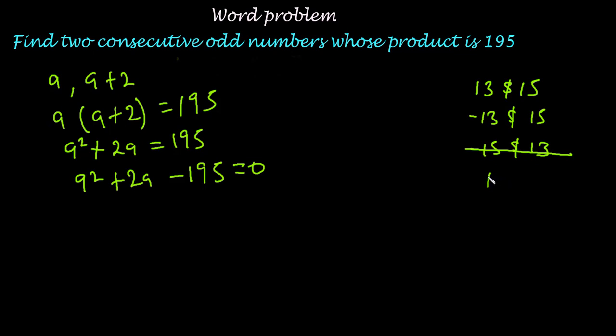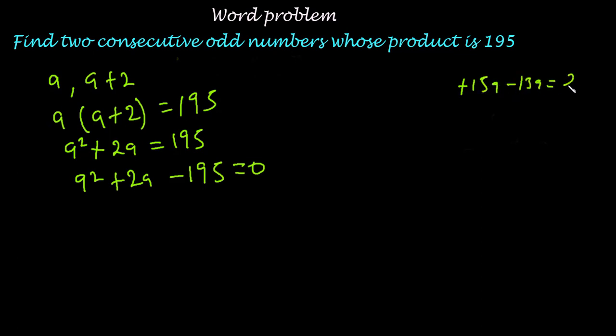So let's say 15 minus 13. Let me write it very well. It is 15a minus 13a is equal to 2a. So anywhere we see 2a, we write 15a minus 13a. So let's write it like this: a square plus 15a minus 13a minus 195 is equal to 0.